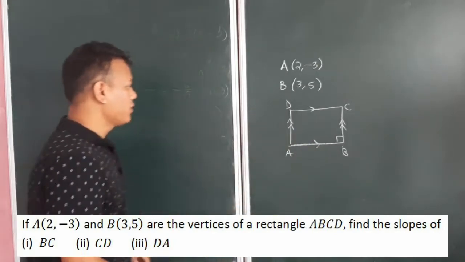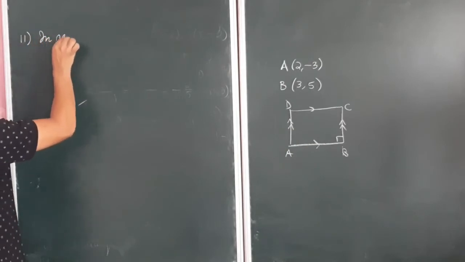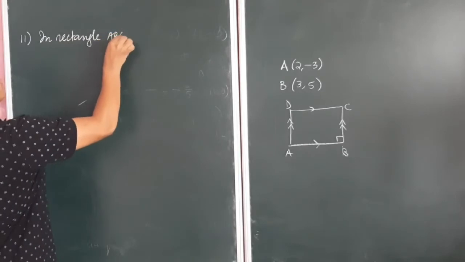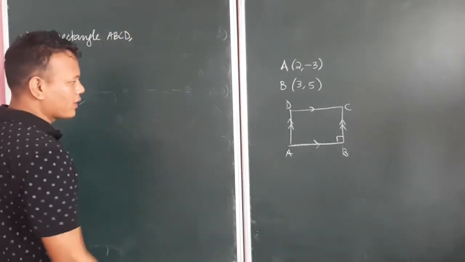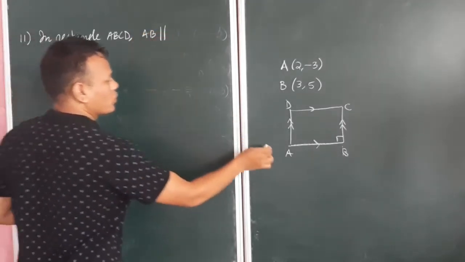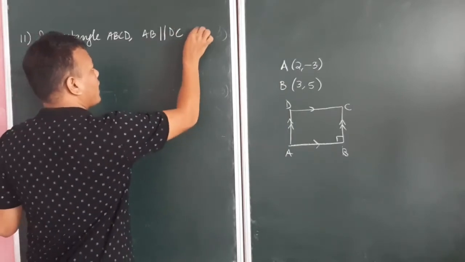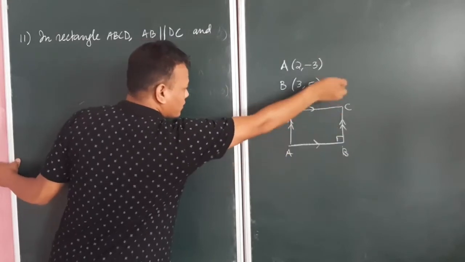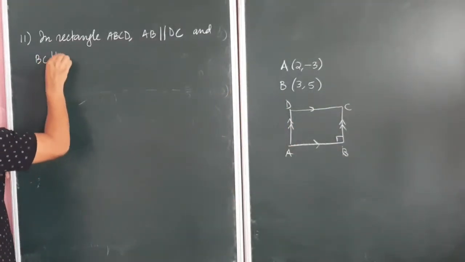Okay, so first let me write this question number 11. So in rectangle ABCD, as I said, AB will be parallel to DC, yes, and BC is parallel to AD. Okay, so BC is parallel to AD.